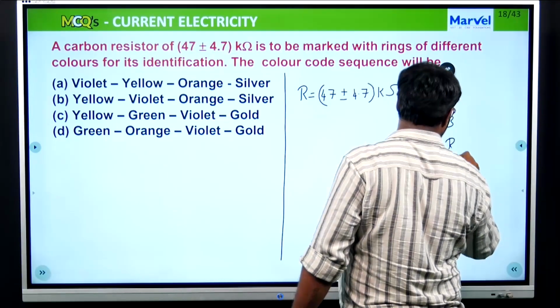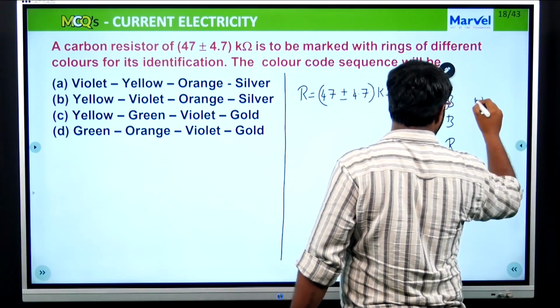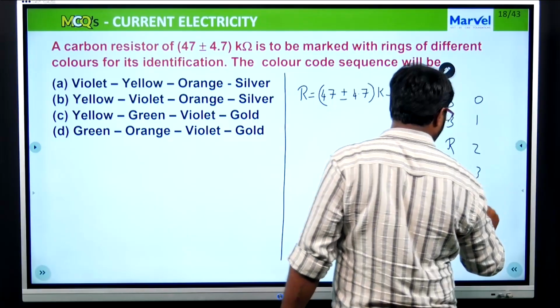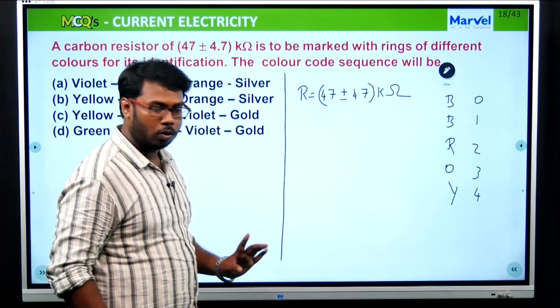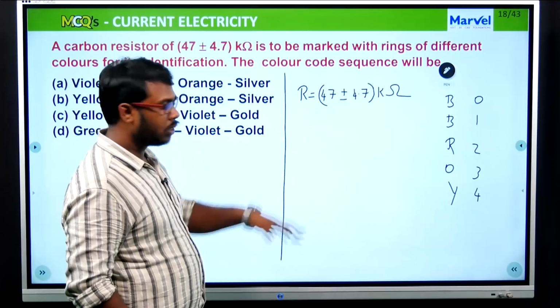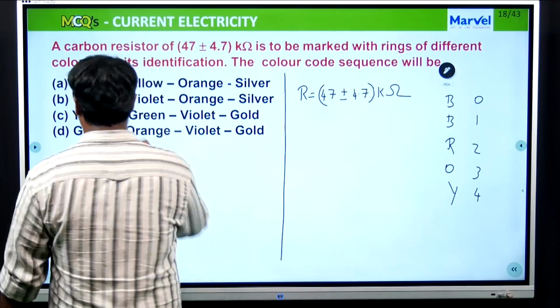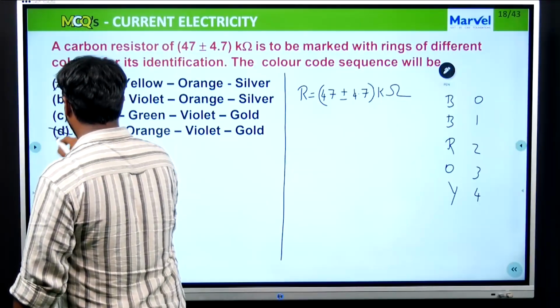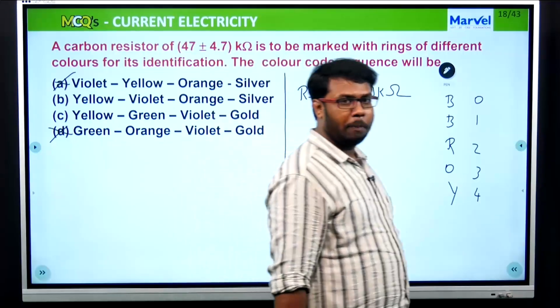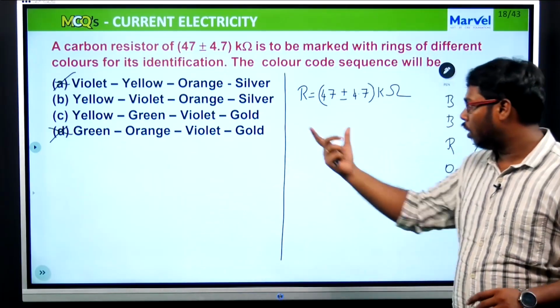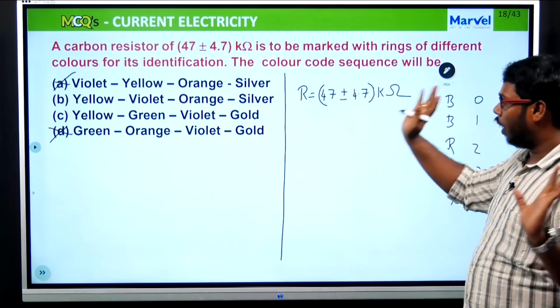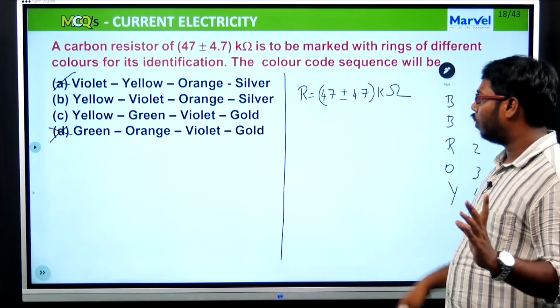B.B. Roy, right? 0, 1, 2, 3, 4. So yellow stands for 4. Since my resistance is starting with 4, I get to know that my option is going to be either in my B or in C. Either my B or C is going to be my answer. A and D is wrong. I get to know for sure.